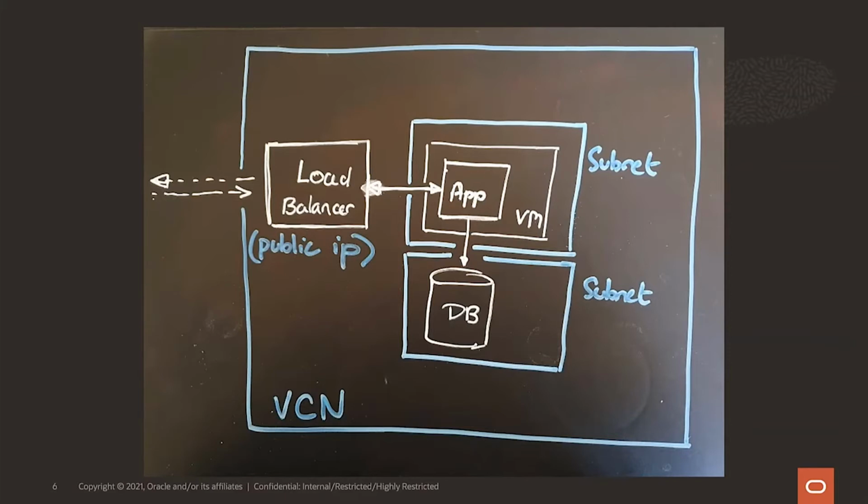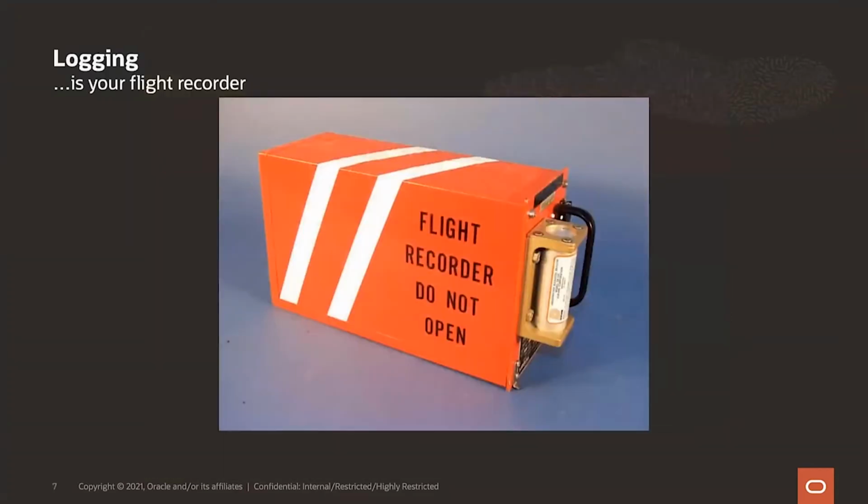We're flying. But what if something happens that we weren't expecting? What if an anomaly happens? What if it crashes? Now, if we were in an aeroplane, we would look at the flight recorder. That would show us the data. That would show us the things that had happened up to this event taking place. In OCI, logging is your flight recorder.